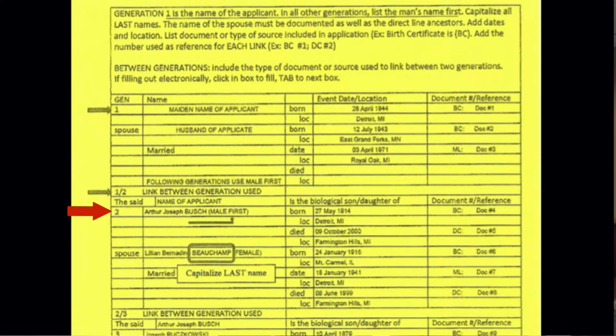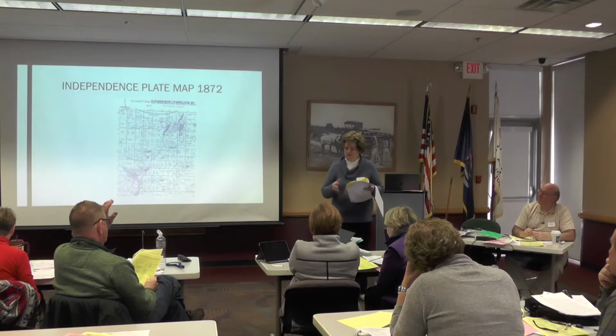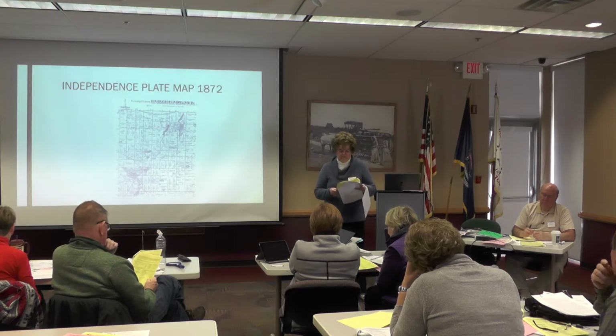And what did they use for their documentation? Birth certificate. Yes, they used a birth certificate, BC. And he died on 9 October 2000, and they used a death certificate. His spouse was Lillian Bernadine Beauchamp. She was born on 24 January 1916, and they used a birth certificate. They were married on 18 January 1941, marriage license, and she died on 8 June 1999, death certificate. So for those second generation people, it's pretty easy to have those documents.